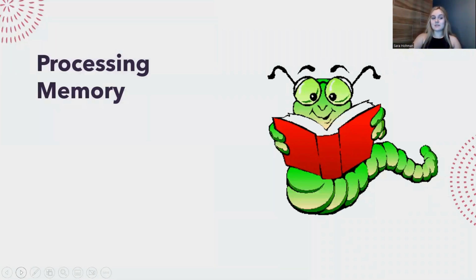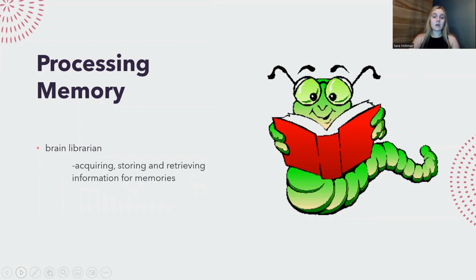Processing memory is what we're going to be starting with. Now, the hippocampus has often been referred to as the brain librarian. This is because it's responsible for acquiring, storing, and retrieving information from memories, and then it sends that information out to other parts of the brain, such as the amygdala.